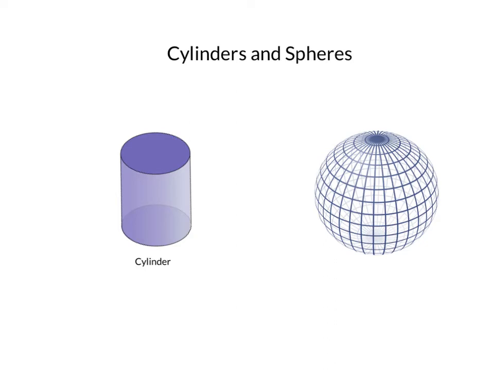On the right hand side, we can see a sphere. A sphere is a classic globe shape or the shape of a football or anything like that. I'm sure we've all seen them before.